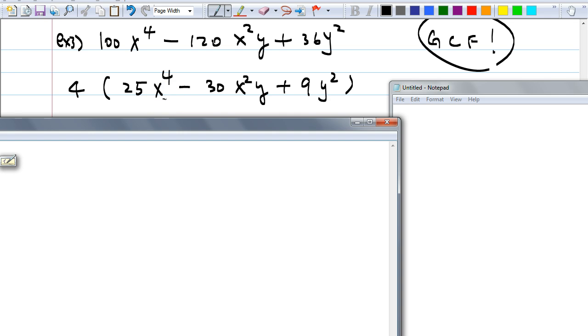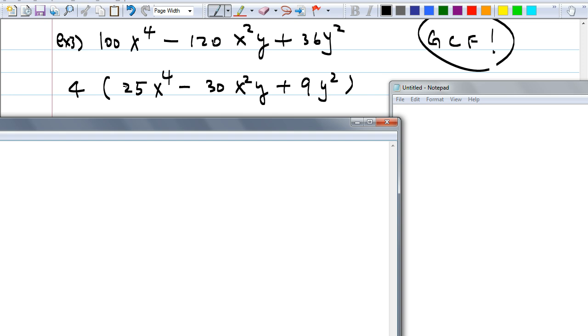How many ways are there to multiply two numbers and get 25? Not 100, but 25 is a lot less. By the way, what do you need so that it becomes 25x to the fourth? 5x squared times 5x squared. What about 25x squared times x squared? That works too, doesn't it? Which one are you going to try first? The one in the middle, 5x squared times 5x squared first.